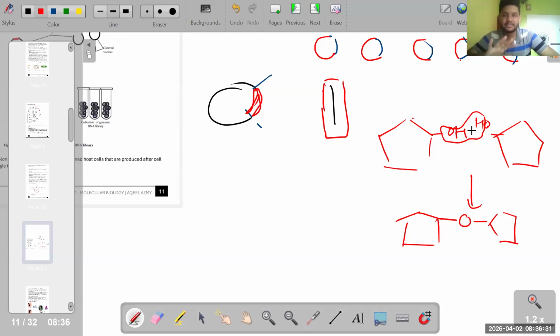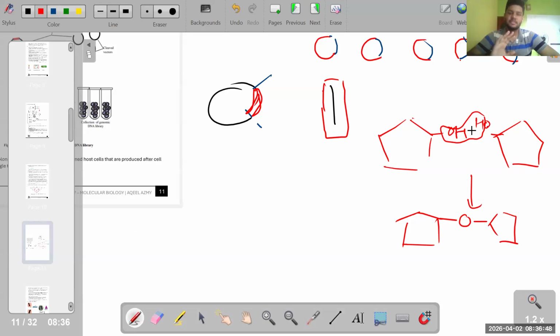If you haven't learned it so far in chemistry, you will be learning it in future, right? So the fourth type of bond is the phosphodiester bond. What is meant by phosphodiester bond? Phosphodiester bonds are present between.